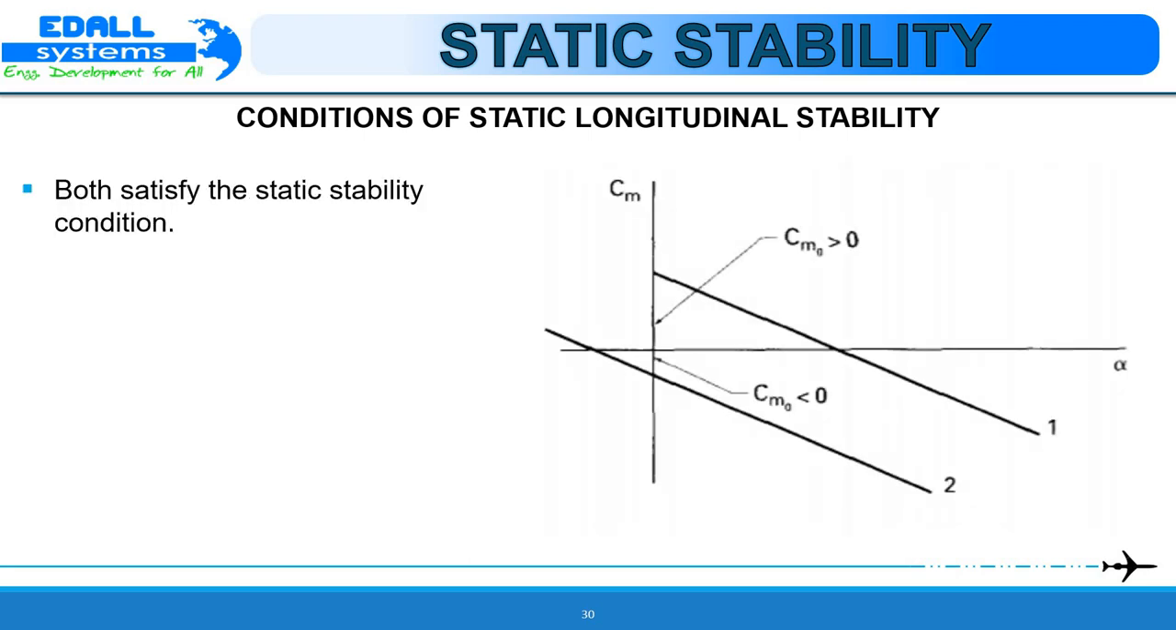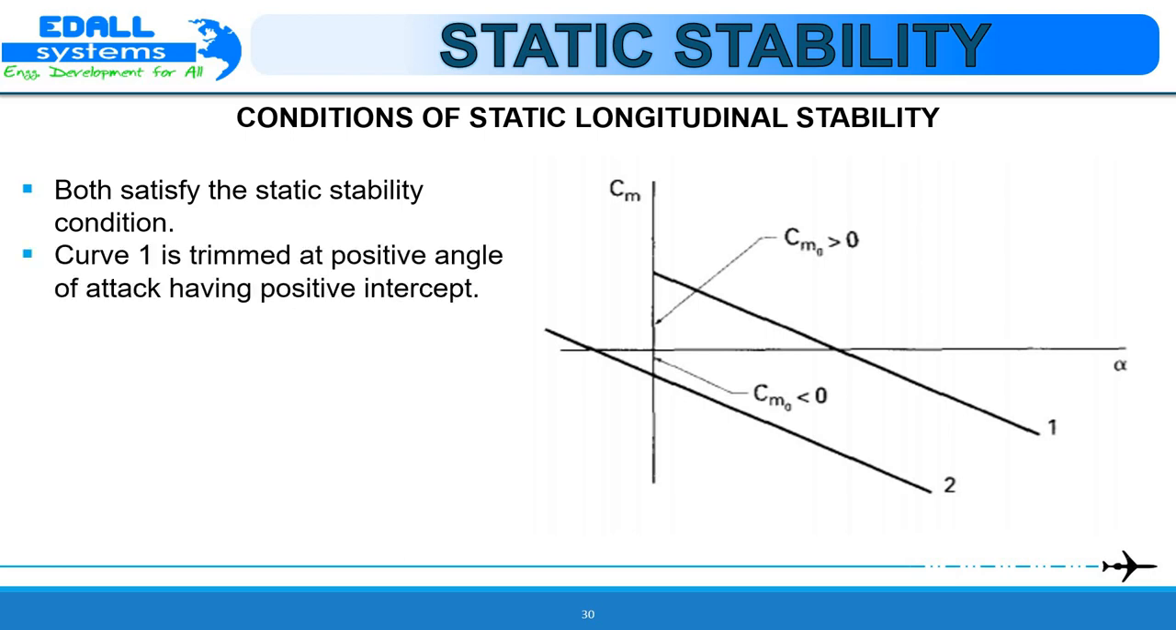Another point that we must make is from the figure here. Here we see two pitching moment curves. Both are satisfying the condition for static stability. However, only curve 1 can be trimmed to a positive angle of attack. Therefore, in addition to having static stability, we also must have positive intercepts, that is, coefficient of moment is greater than 0 to trim a positive angle of attack.